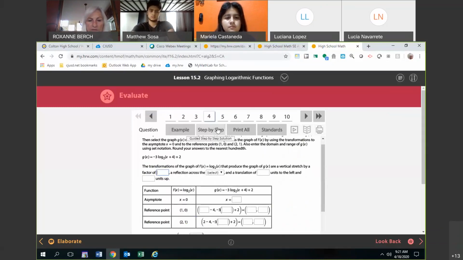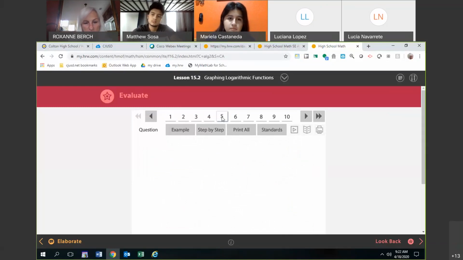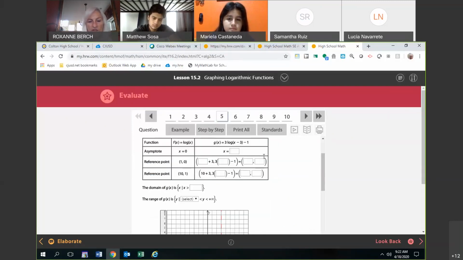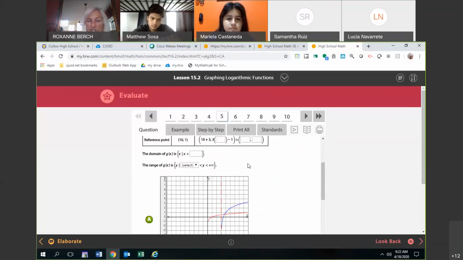Let's go to number 5. Same thing. You must know how to do the problem. You must know how to fill in the boxes. You must know how to fill in the table. You must know how to do domain and range and set notation. And I think you do have to pick the appropriate graph.